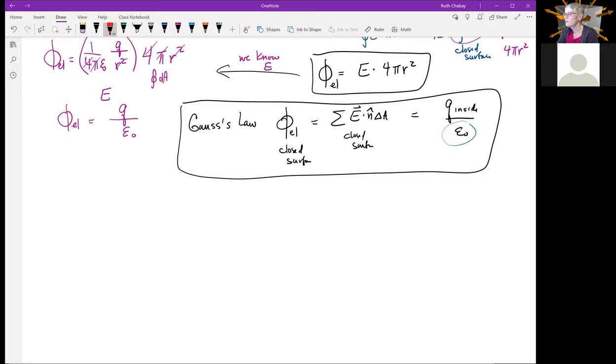Now, there's a couple things that we need to establish to our satisfaction. We established that the sign of the charge didn't matter, but what about the size of the surface? So issues: size of the surface, the shape of the surface. And what about charges outside the box?